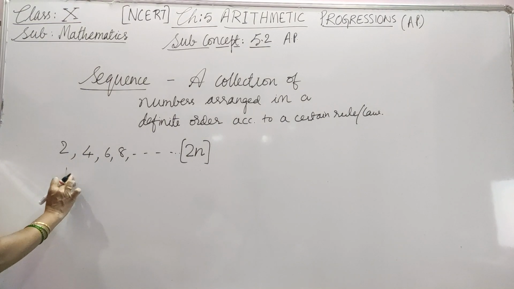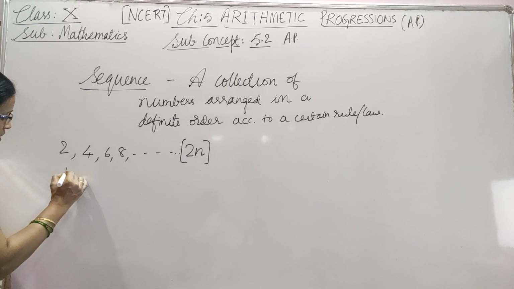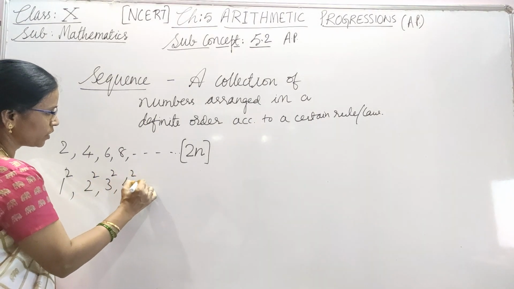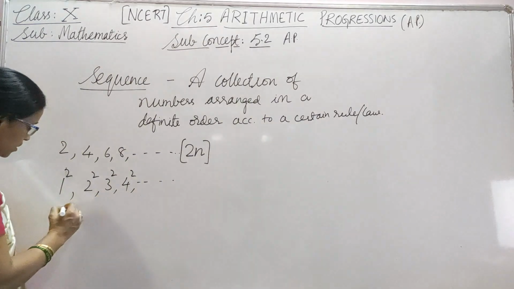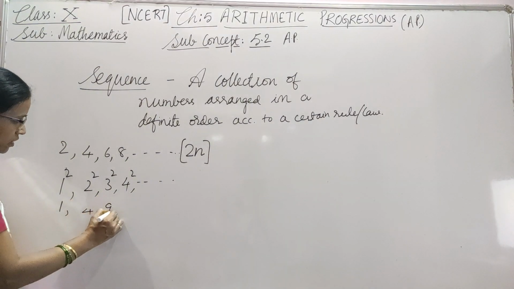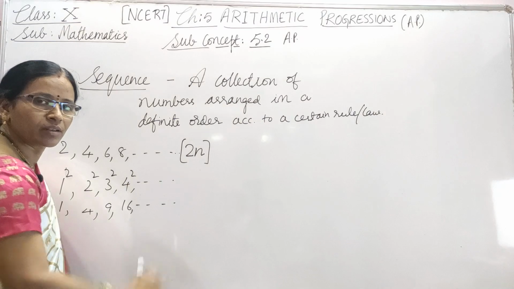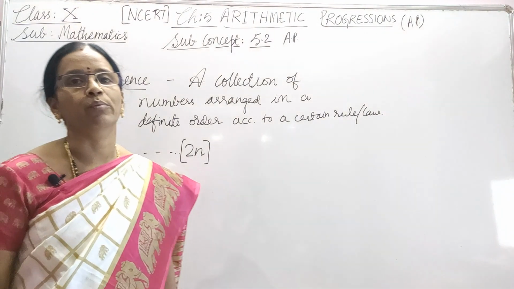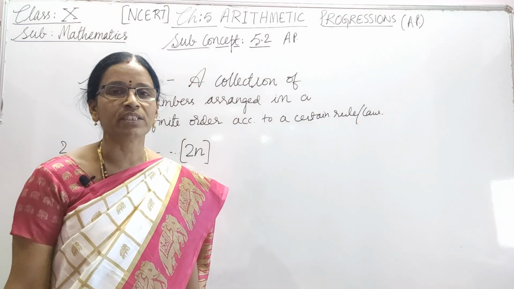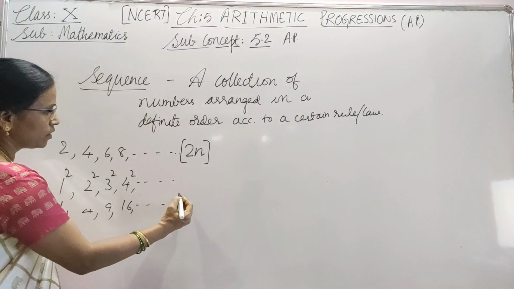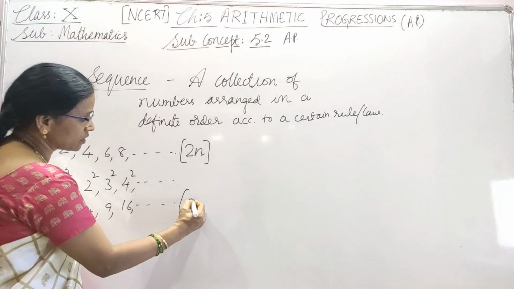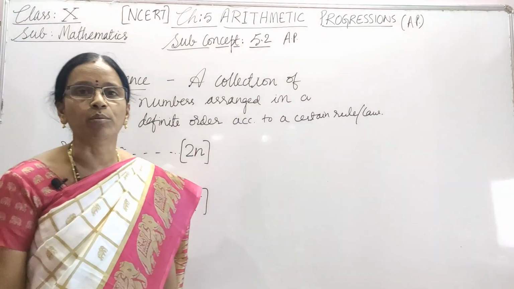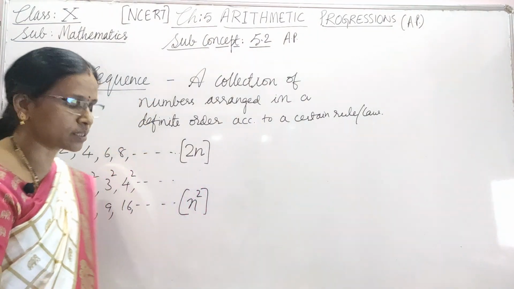Then 1 square, what is 1 square? 1. Then 2 square, 3 square, 4 square, etc. That is 1, 4, 9, 16. So this is a sequence of perfect square numbers. What is the algebraic formula to generate these numbers? n square is the algebraic formula to generate these numbers.